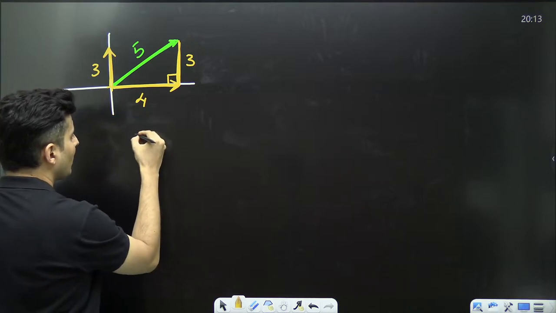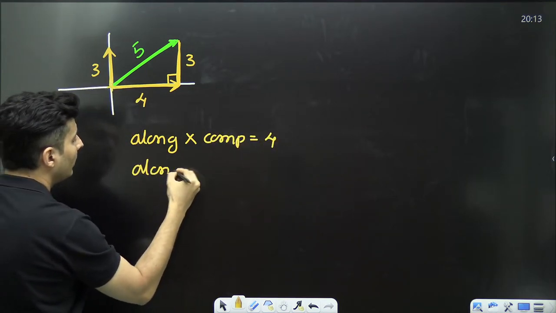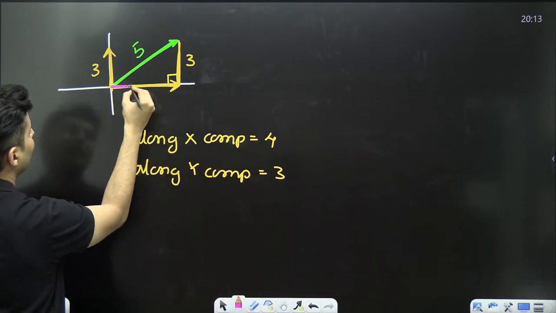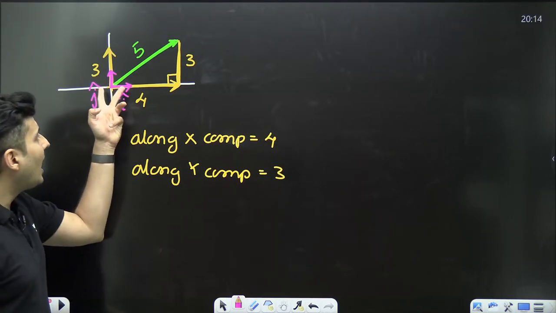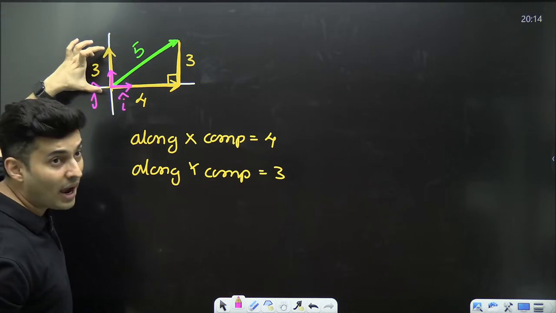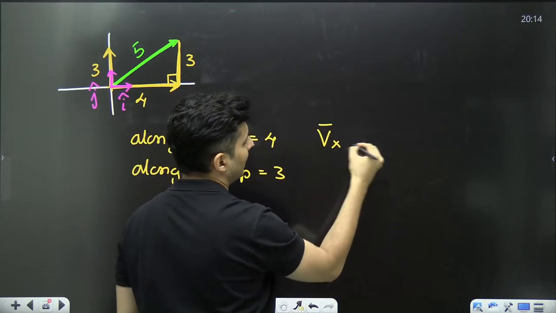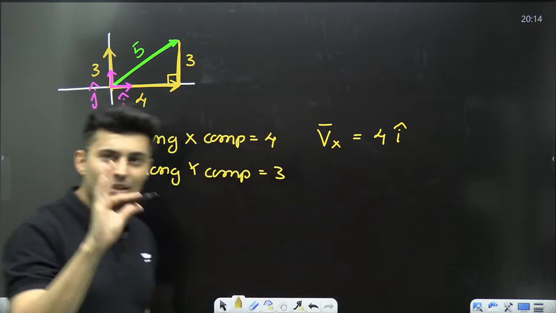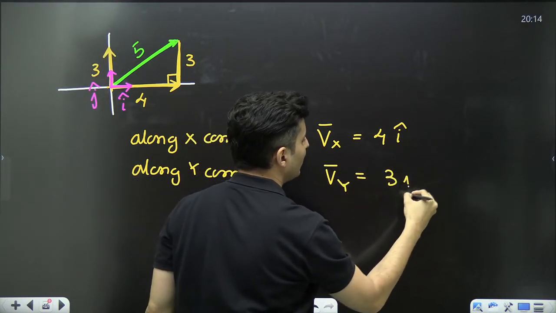Now, I know along x, the component is 4. Along y, the component is 3. I also know one thing: the unit vector along x is i cap, and the unit vector along y is j cap. If I take i cap 4 times, I will get this vector. If I take j cap 3 times, I'll get the y component vector. So I might as well say that the x component is 4 times i cap, and the y component is 3 times j cap.